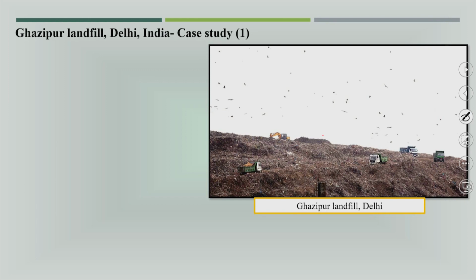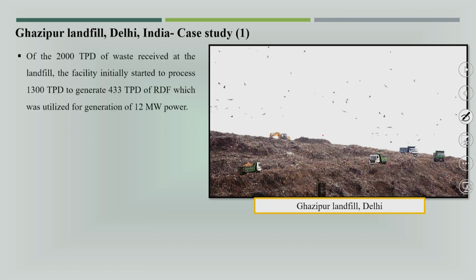So, I came up with two case studies. One was the Ghazipur landfill in Delhi. You can see here, this is the Ghazipur landfill. Of the 2000 tons per day of waste received at this landfill, the facility initially started to process 1300 tons per day to generate 433 tons per day of RDF, which would be utilized for the generation of 12 megawatt power. That was the idea.